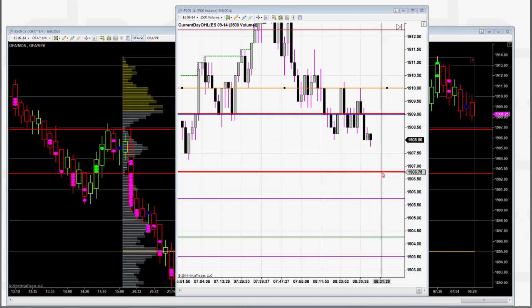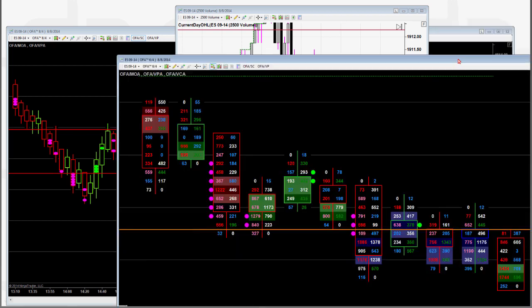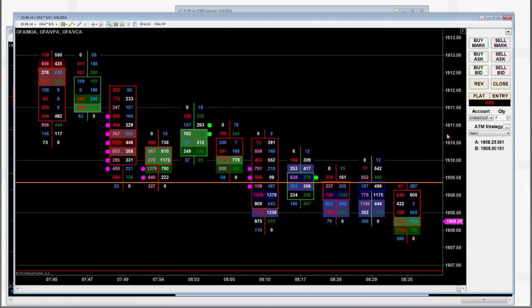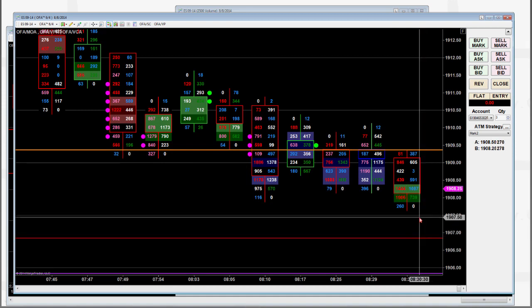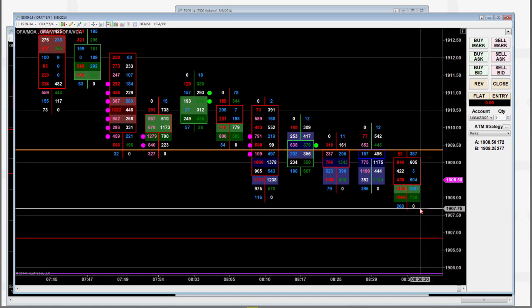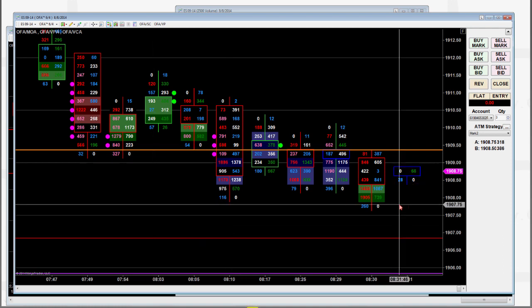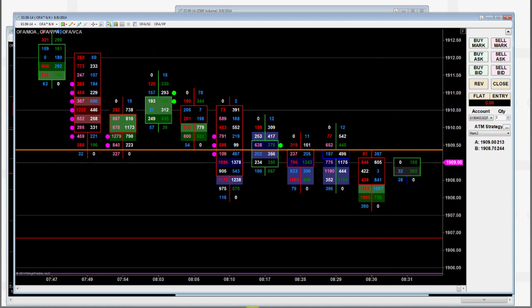Now we're coming down to this level, 1906.75 to 1907. Because we're coming down here, here was my first opportunity for a trade. We're down to 1907.75. Remember, this was a composite, not composite, but this was a low volume area in the overnight as well.